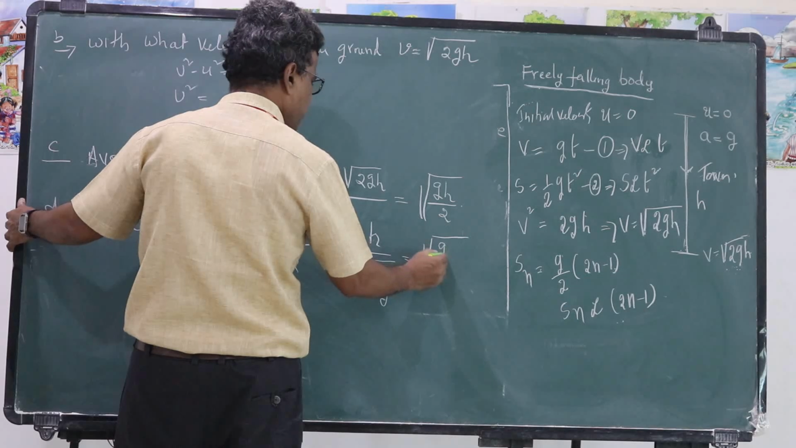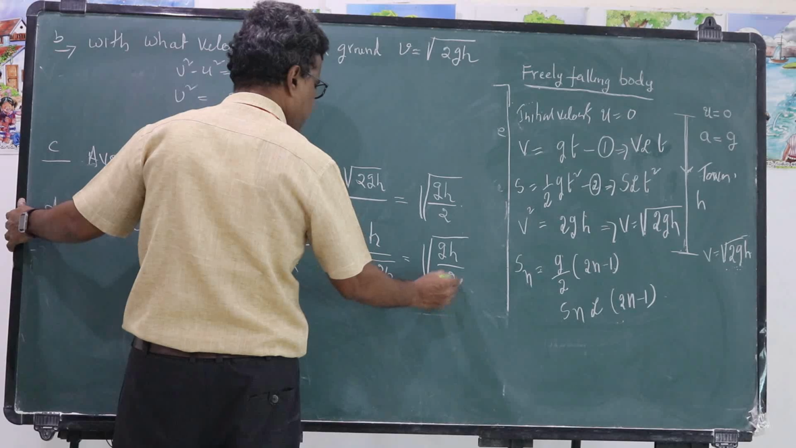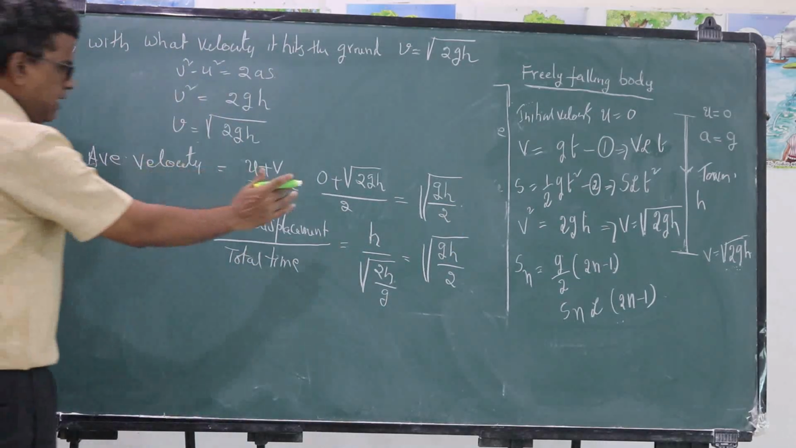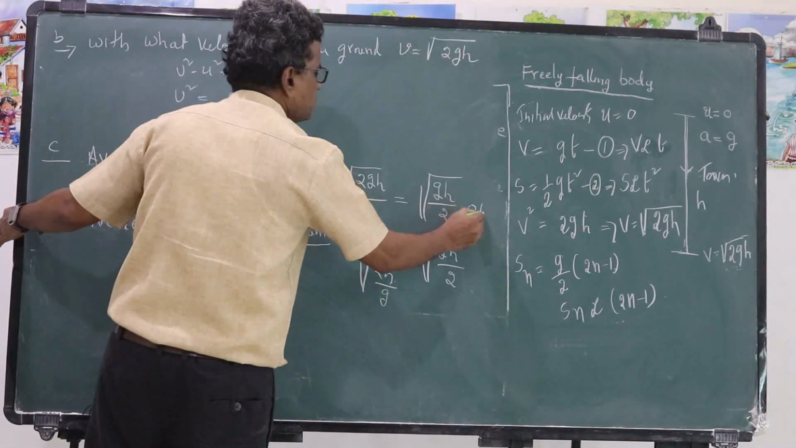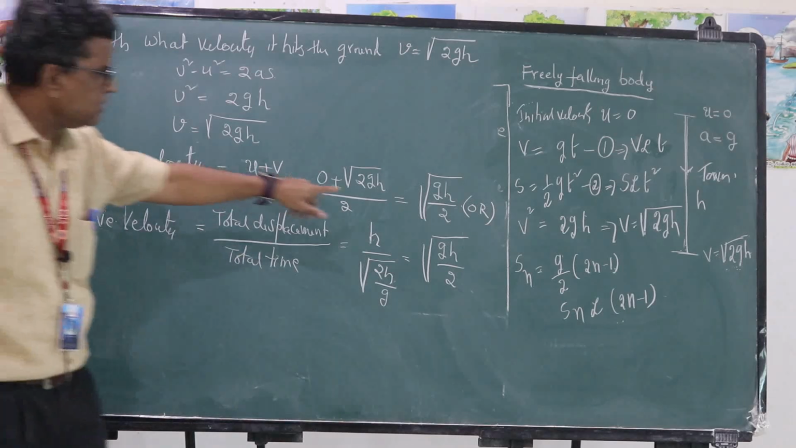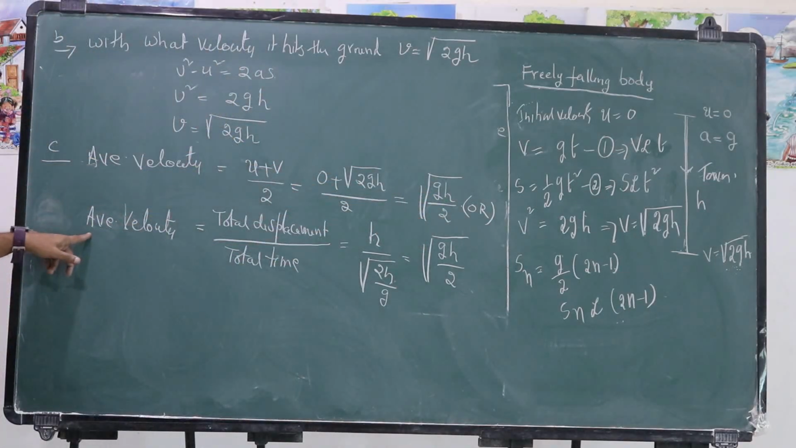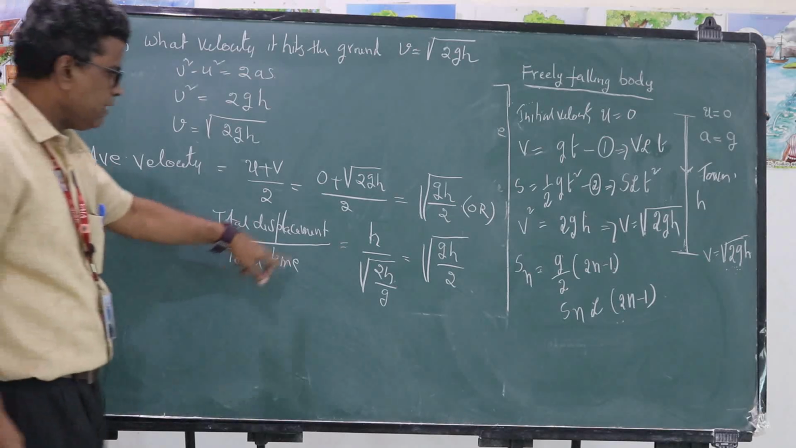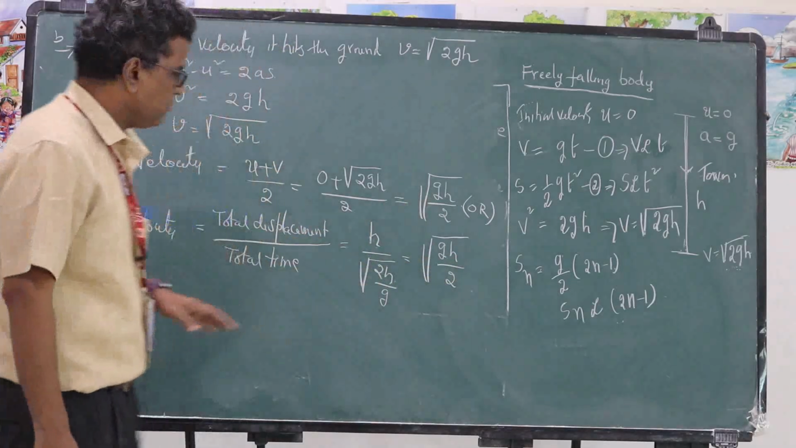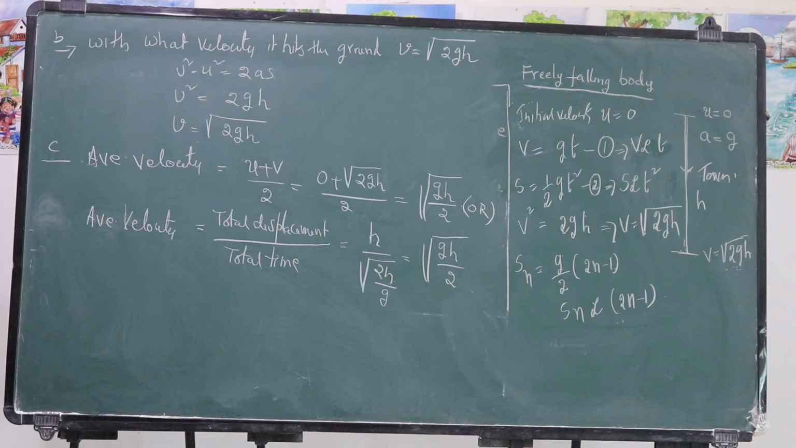Square root of root g, you will get root g h by 2. So the same thing, we can write like this also. So average velocity I got as square root of gh by 2. The same one we can write as total displacement by total time. Still we got square root of 2h by g, square root of gh by 2. That is average velocity.